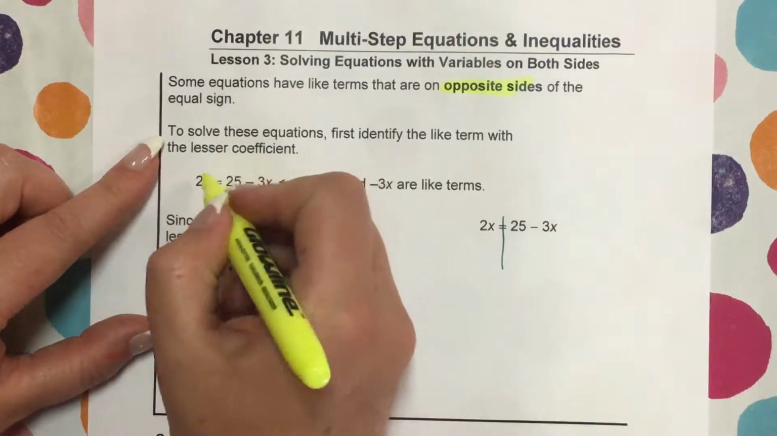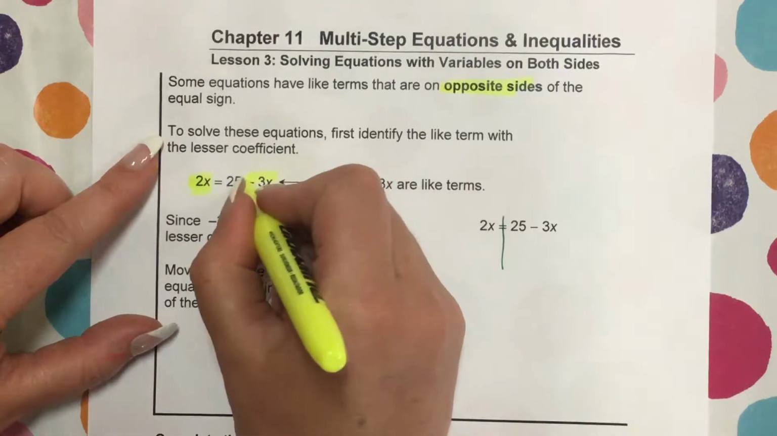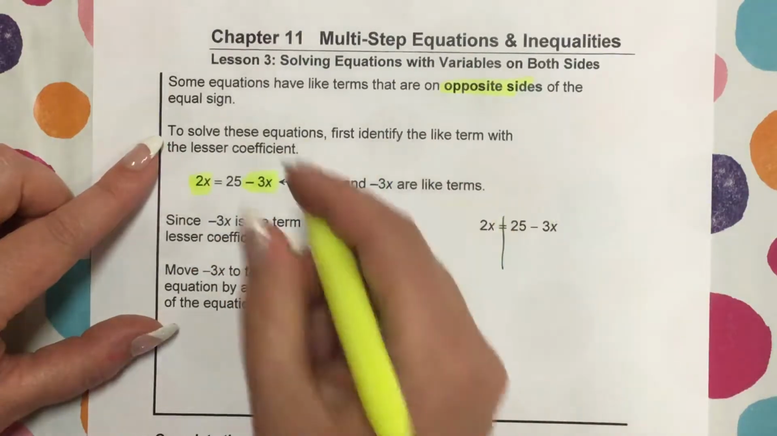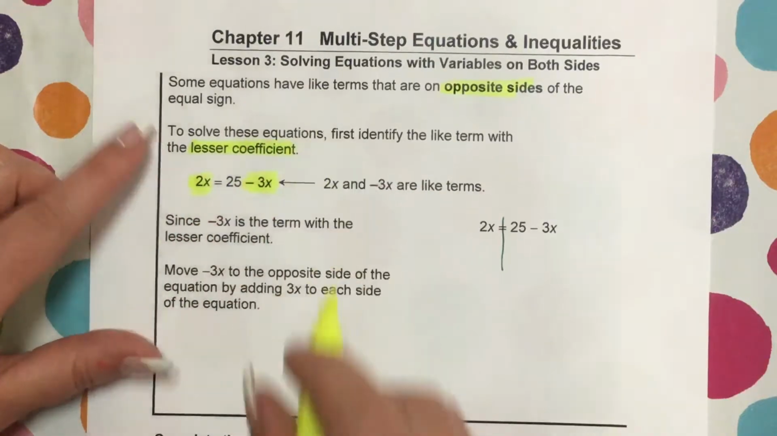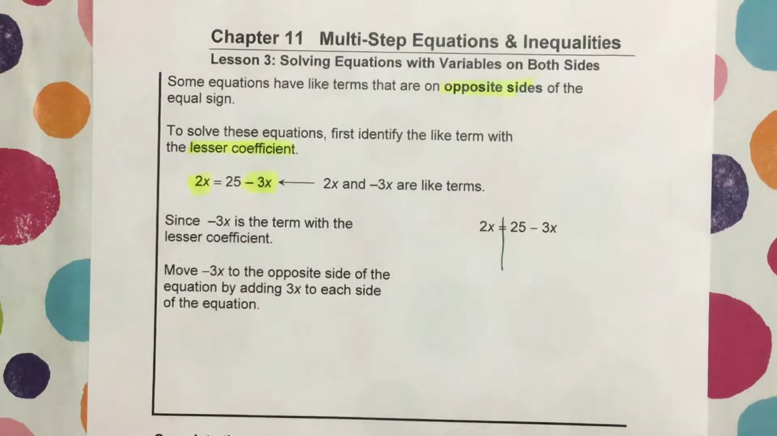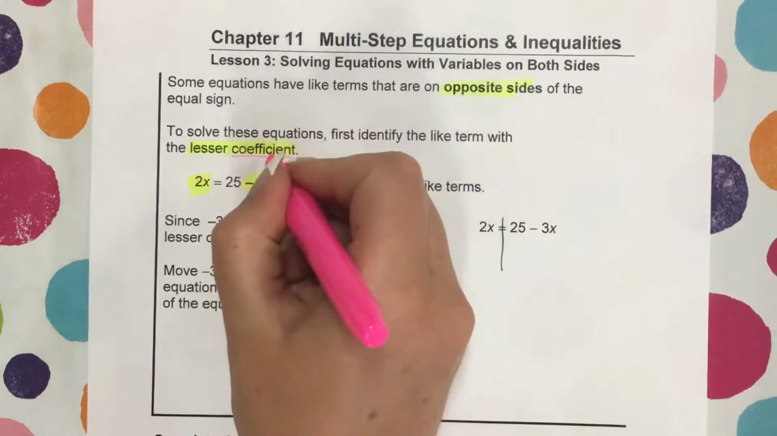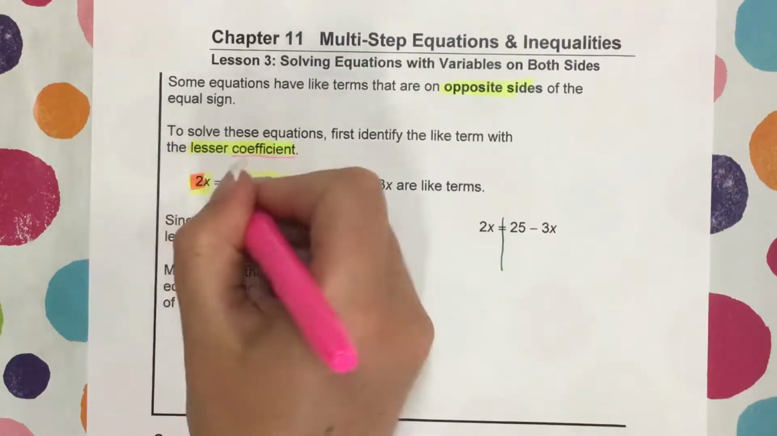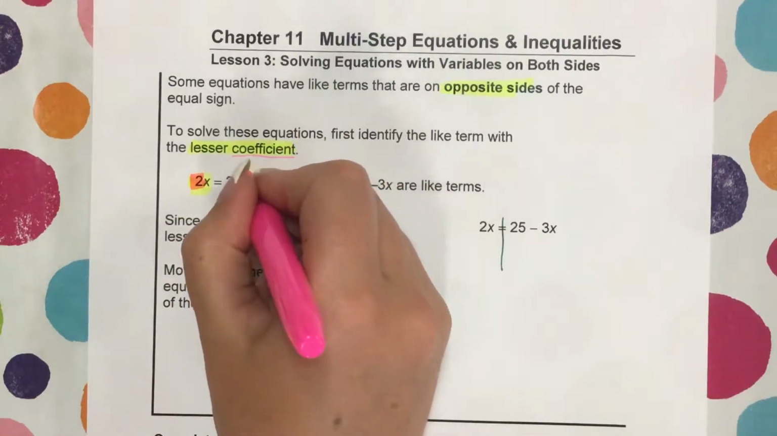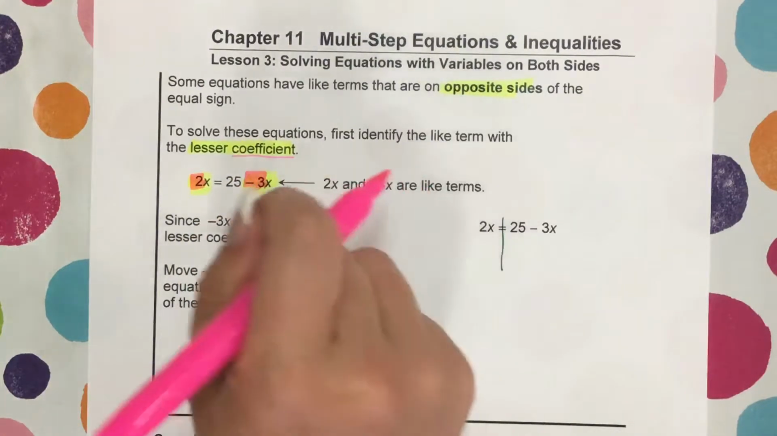So if we look at 2x, these are the like terms, and we look at negative 3x, what it's talking about is the lesser coefficient. Remember coefficient, that is a word that we learned that is talking about the number in front of the variable. So here we have 2, that is the coefficient of 2x, and negative 3 is the number in front of the x over here.